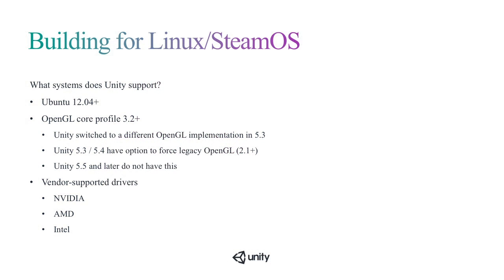A commonly asked question is, what systems does Unity support? Currently, we officially support Ubuntu 12.04 and newer. We expect that the target machine is going to support OpenGL Core Profile 3.2 or newer. In Unity 5.3, we switched to a different OpenGL implementation. And if you're using Unity 5.3 or 5.4, there is an option to force the legacy OpenGL renderer, but that's removed in Unity 5.5 and later.